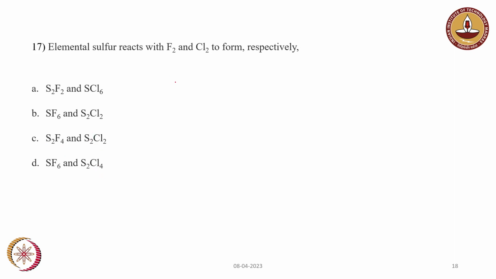So elemental sulfur is S8. So S8 reacts with fluorine to form SF6. To balance this equation, there are 8 sulfur, so 8 into 6 is 48. So for 48 fluorine, there should be 24 F2.